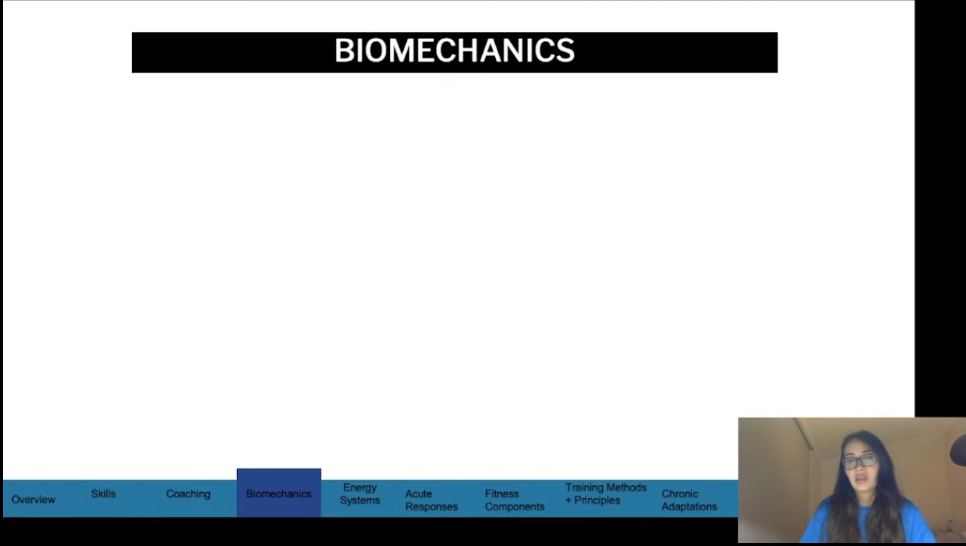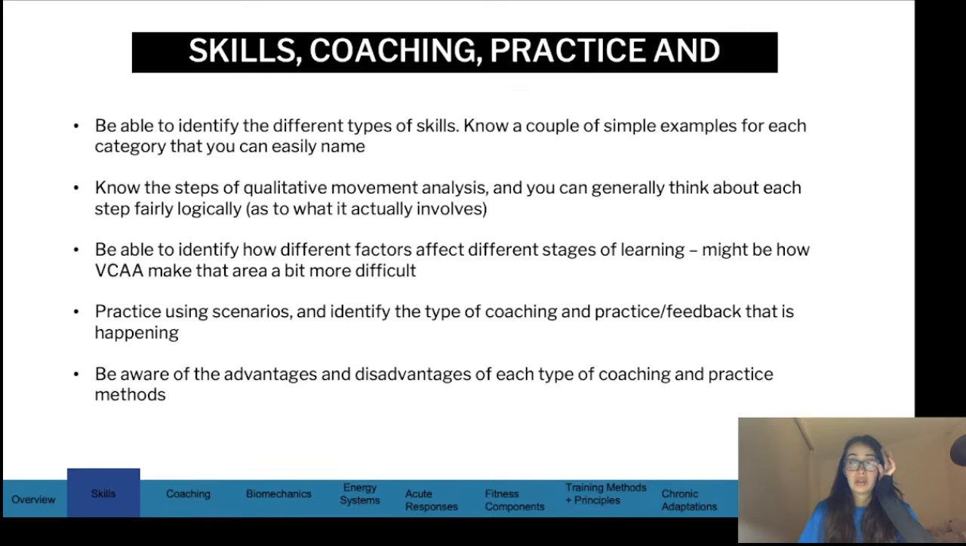So this is some tips to go through before the exam, making sure that you identify the different types of skills and know a few simple examples of each category that you can easily name. I know we didn't spend a lot of detail looking at how time can influence the cognitive, associative, and autonomous stages of learning.